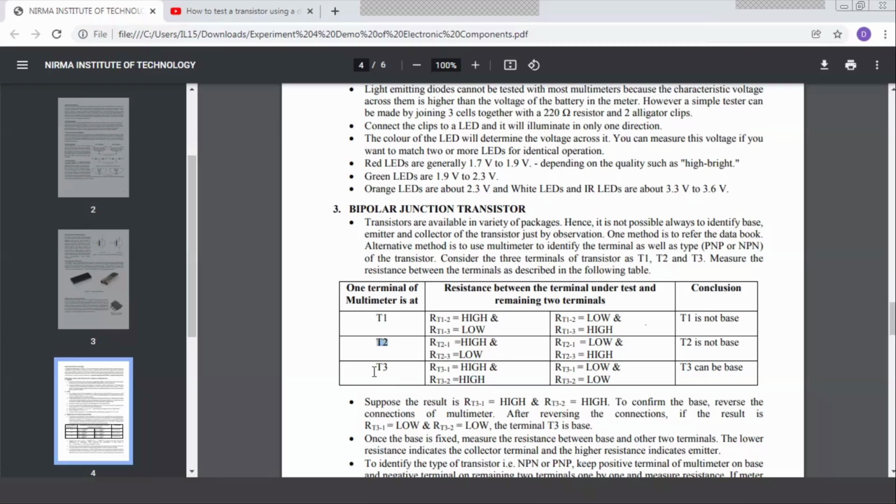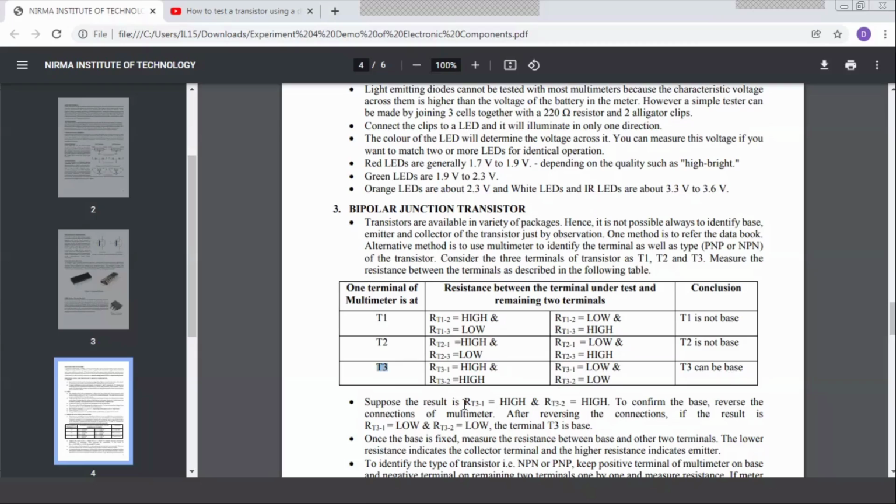Now you are taking T3 as the common terminal and you are measuring the terminal 1 and 2 resistance with respect to 3, so you will get either both high or both low, right? If you are getting this case, high or low, then T3 can be a base, right? So now it can be a base, but we need to confirm if it is base or not. So what will we do to confirm it is base?